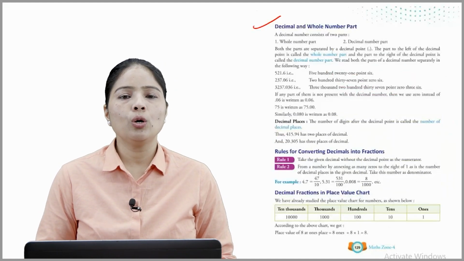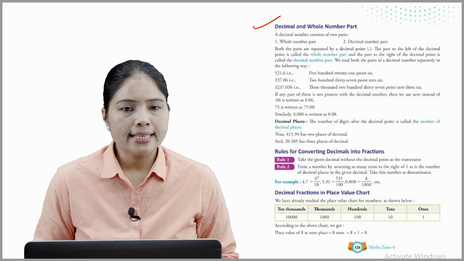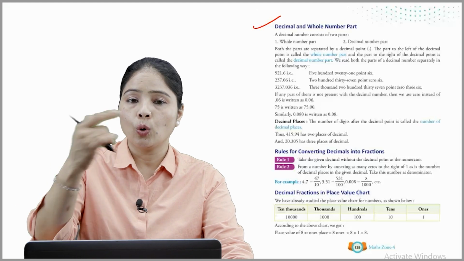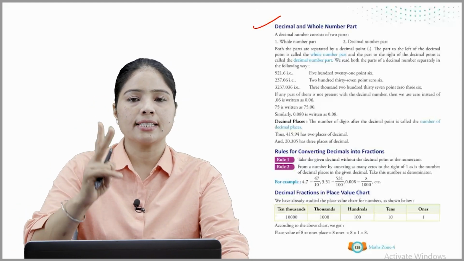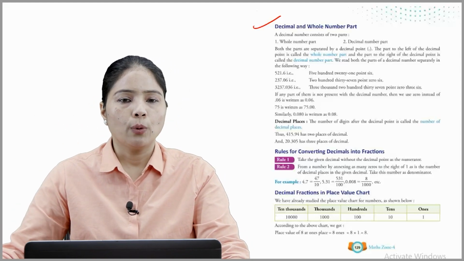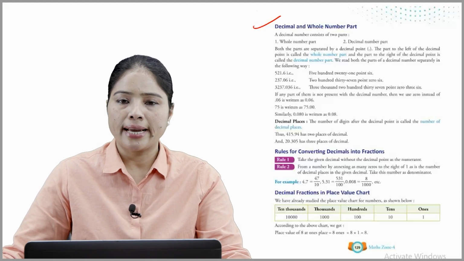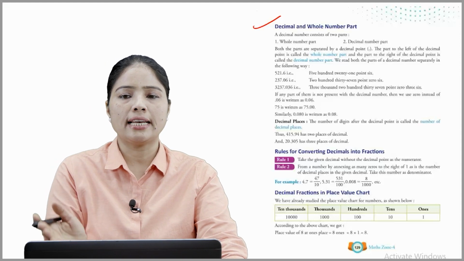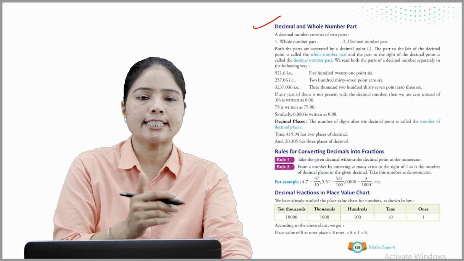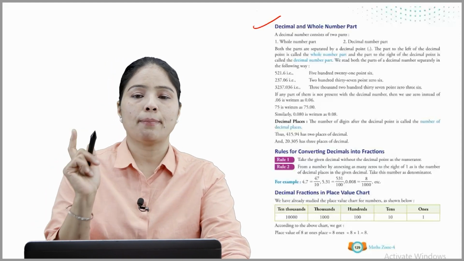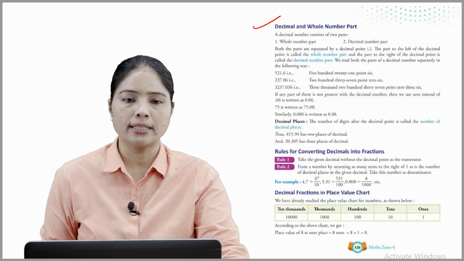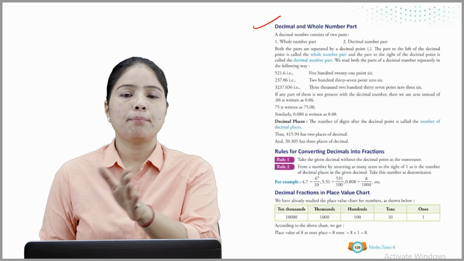Decimal and whole number part. A decimal number consists of two parts. First one is whole number part and second is decimal number part. Both the parts are separated by a decimal point, dot. The part to the left of the decimal point is called the whole number part and the part to the right of the decimal point is called the decimal number part.